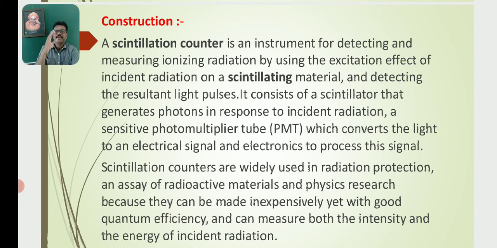So what are the different parts of the scintillation counter? What about their respective functions? How do they act? Then how is the counting rate obtained? So look here now, let us discuss the construction. A scintillation counter is an instrument for detecting and measuring ionizing radiation by using the excitation effect of incident radiation on a scintillating material.